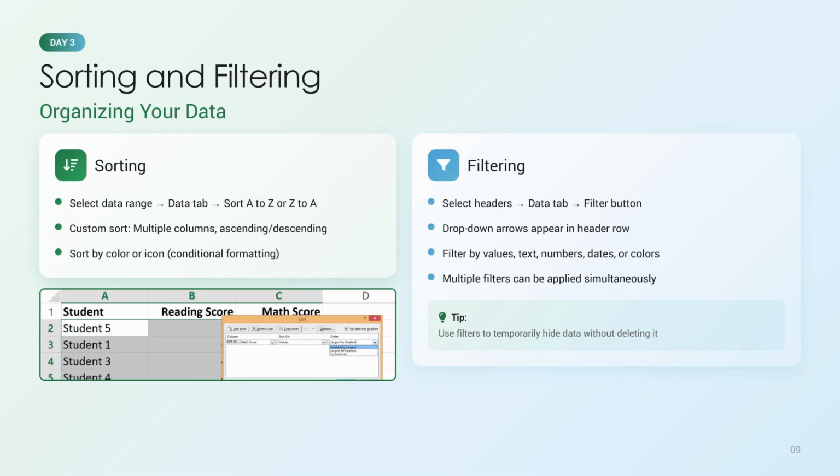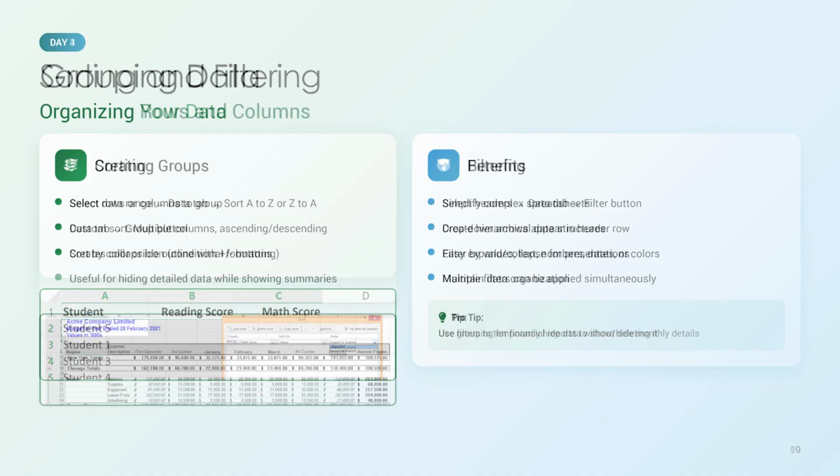Sorting and filtering. To organize data, use sorting and filtering. Sort alphabetically or numerically using A to Z and Z to A. You can also sort multiple columns or even sort by color. Filtering helps you temporarily hide data you don't want to see. Just click the Filter button in the Data tab to turn on drop-down menus in your header row.